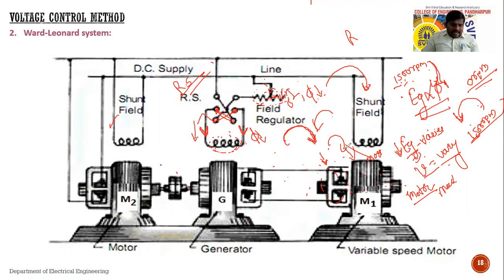This technique can be used where the speed requirement has a wide range. For a wide range of speed requirement, we are able to use this type of technique, speed control by using a Ward-Leonard system. Using the Ward-Leonard system we can control speed in both directions. Understood?